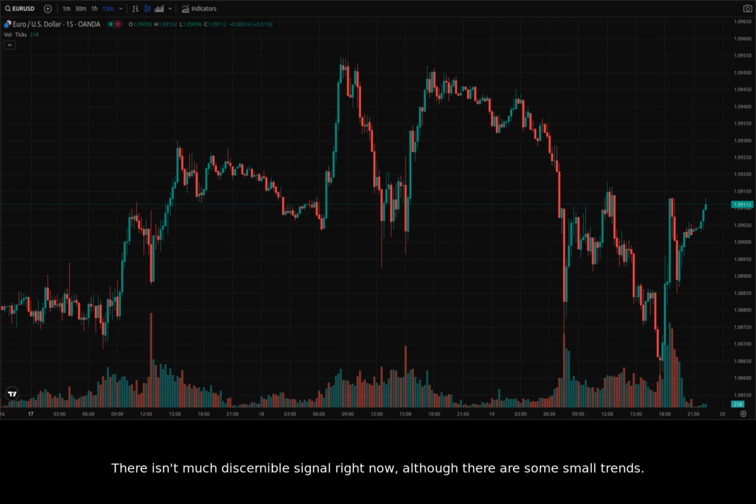There isn't much discernible signal right now, although there are some small trends. It's important to consider if the news will affect this range.